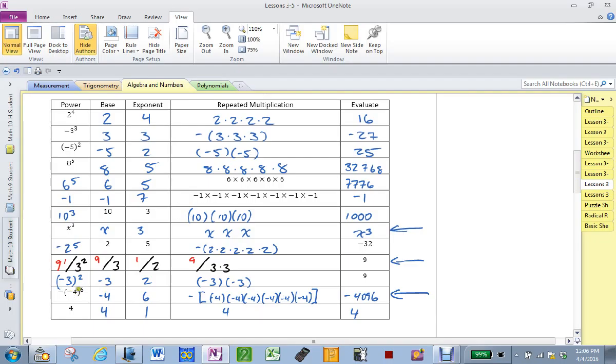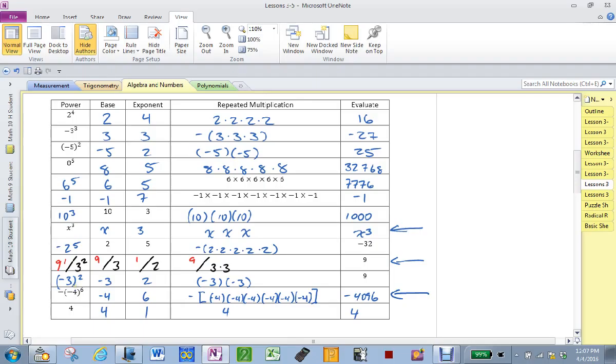Okay, negative 4 is in brackets. So the negative 4 has to go again and again and again and again and again. That gets you positive 4,096, because negative times a negative is positive, times a negative is negative, times a negative is positive, negative, positive, yes? But there's a negative out in front. That negative sign means everything after it, no matter what, is negative.